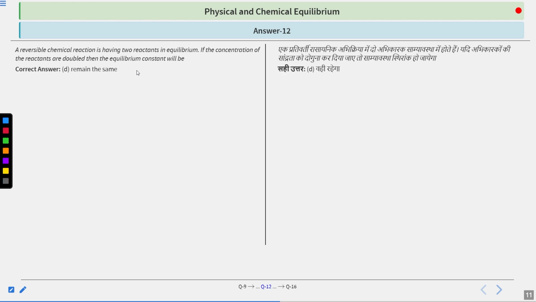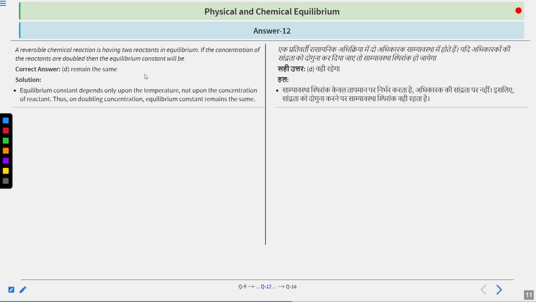The correct answer is D, it will remain the same. Our equilibrium constant, represented by K, depends only on the temperature, right? You can change the amount of product and reactant, but their ratio will remain the same. We can only change the equilibrium constant by changing the temperature, not by changing the concentration. Therefore, doubling the concentration will have no effect on the equilibrium constant and it will be the same.